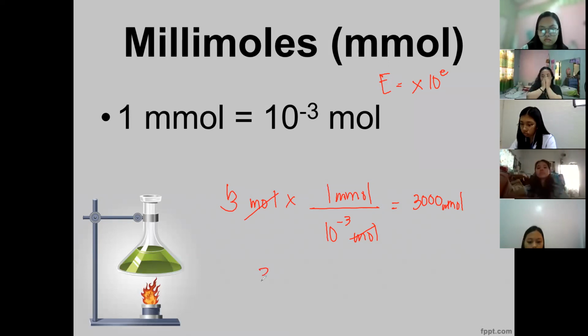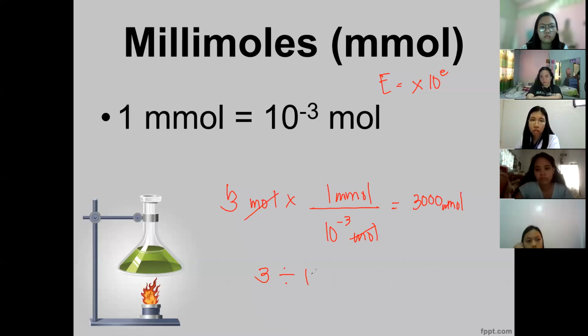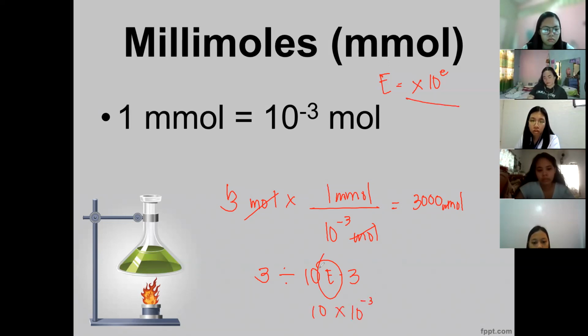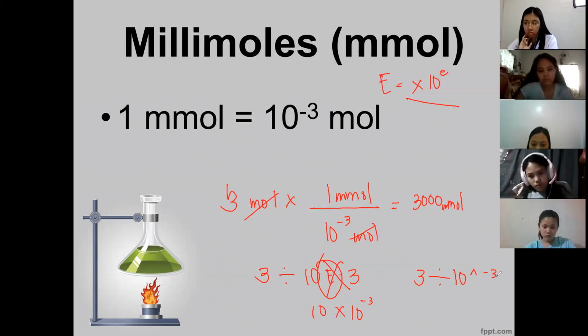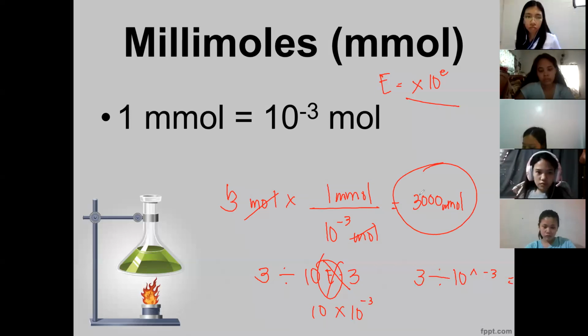Diniretso kasi siya sa E. Ang ginawa ko kasi 3 tapos nag-input ako ng division. And then again, ang nilagay ko 10E negative 3. I forgot that E is times 10. So this becomes 10 times 10 raised to the power of negative 3. So ako ang mali. Tama yung ginawa niyo na 3 divided by 10 and then gumamit kayo nito raised to the power of negative 3. So 3,000, yes, the correct answer is 3,000.